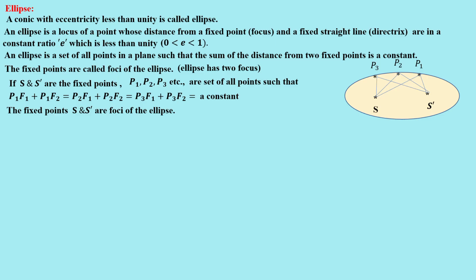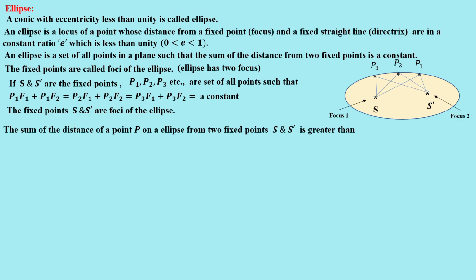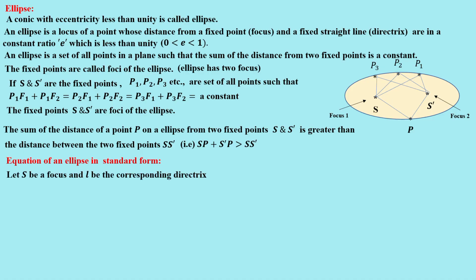The fixed points S and S dash are called foci, focus 1, focus 2, right? The sum of the distances of a point P on an ellipse from the two fixed points S and S dash is greater than the distance between the two fixed points S, S dash, right? So P is any point, PS and PS dash are the distances. So the distance SP plus S dash P is greater than the distance between S and S dash, right? Equation of the ellipse in standard form.